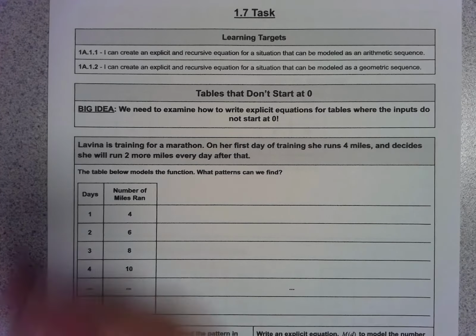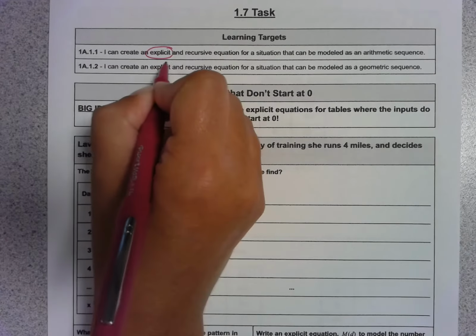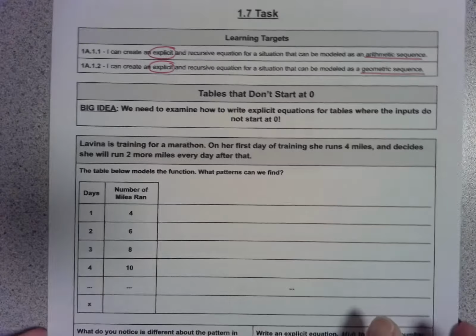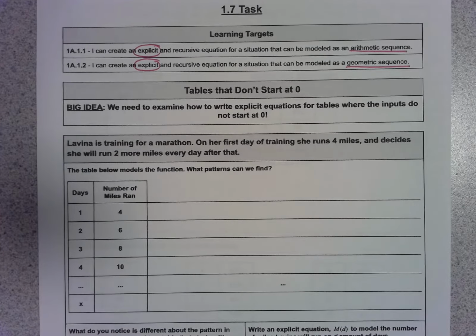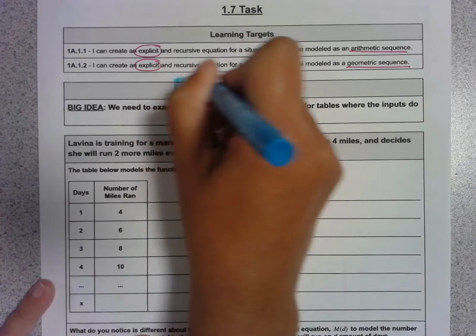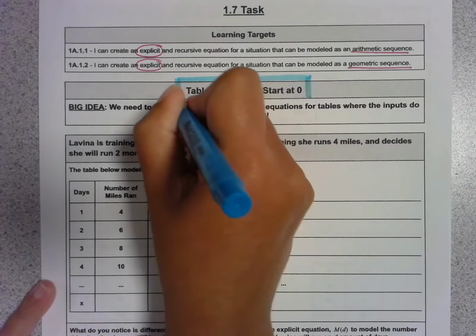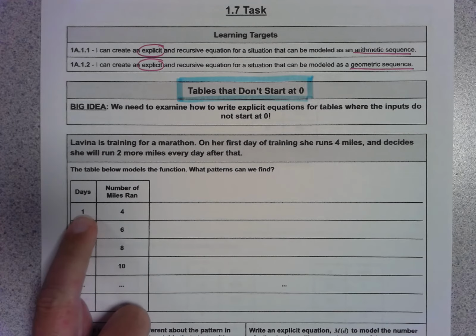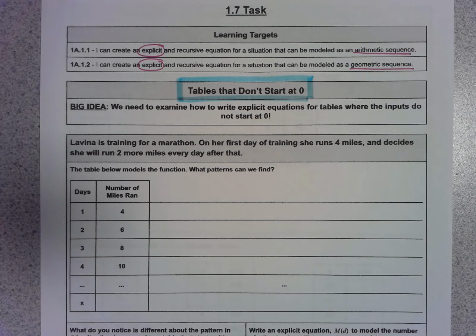And again, just like in the previous video, we're going to be focusing on explicit equations only for both types of sequences today. Now, what makes this video different than our previous lesson is that today we are going to focus on tables that don't start at 0. In all of our previous lessons and all of the previous examples that we did, we were always working with tables that started with 0 at the beginning for our input. Today, we're going to look at how our equation needs to change if our table doesn't start at 0.